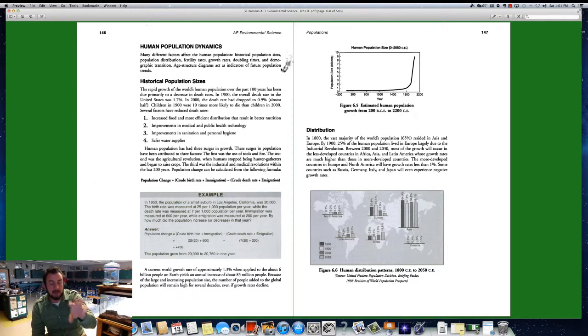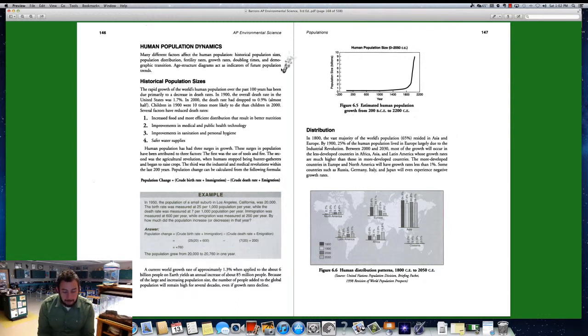There are a couple of different factors that have reduced death rates. Number 1, increased food and more efficient distribution of food to get better nourishment to humans. Number 2, improvements in medication and public health technology. Number 3, improvements in sanitation and personal hygiene. And the big one, number 4, is safe water supplies.